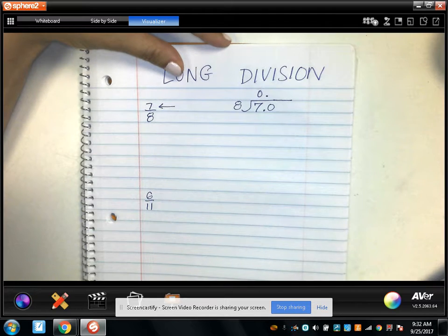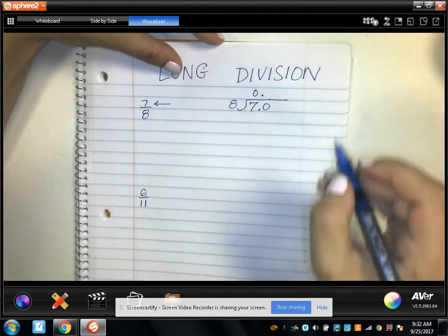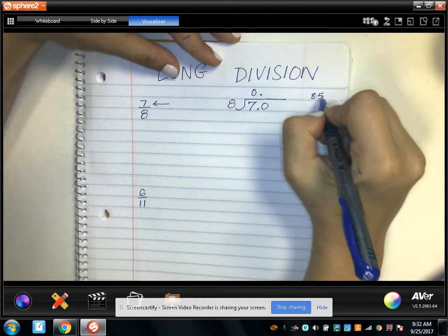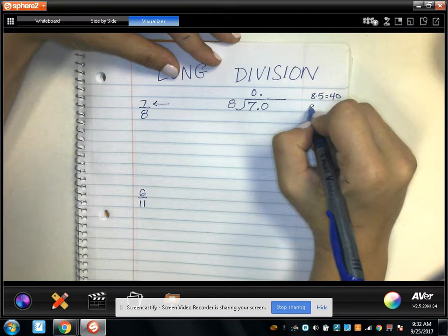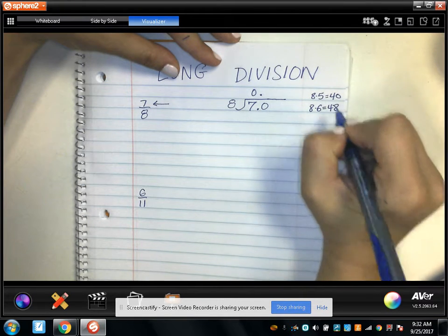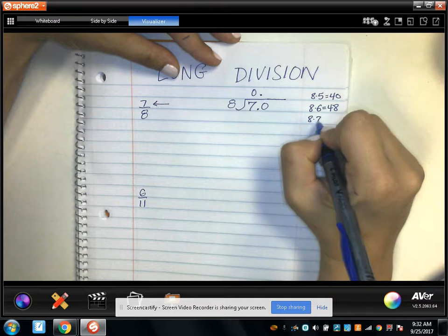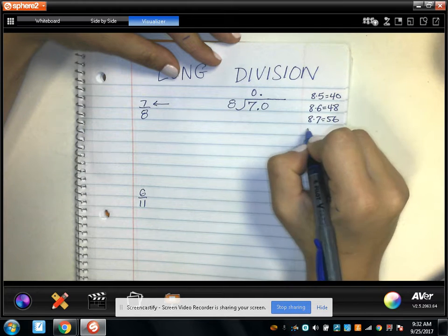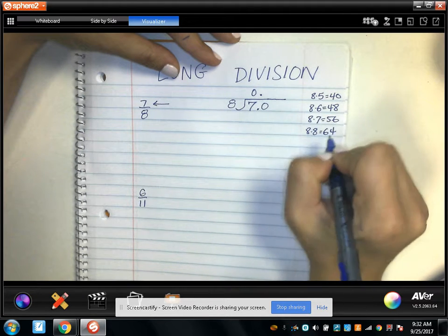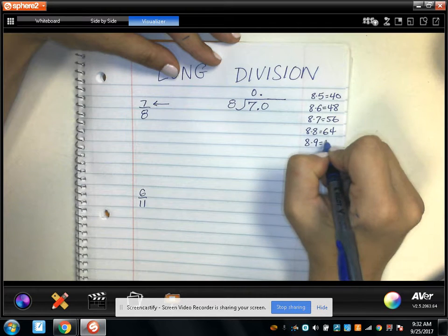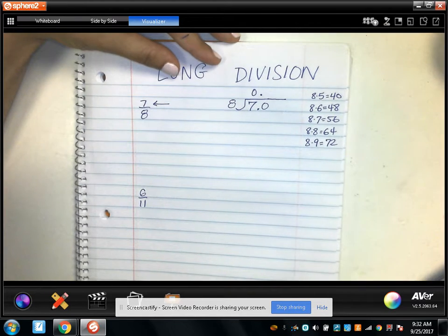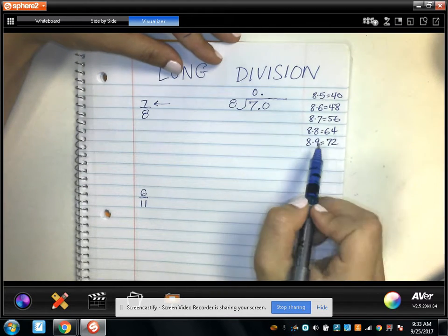So how many times is 8 going into 70? Well, sometimes before I start these problems, I start listing the multiples of the divisor so that I don't have to think about the multiplication facts off the top of my head when I'm doing the problem. So let's see, how many times does 8 fit into 70?